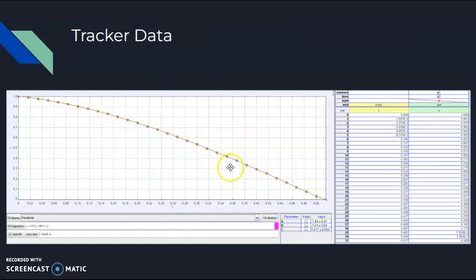Alright, so this is my Tracker data. You can see that it's a curve, and we have it starting at a position of 1 meter, and then ending up on the floor at 0 over the span of 0 to 0.517 seconds.